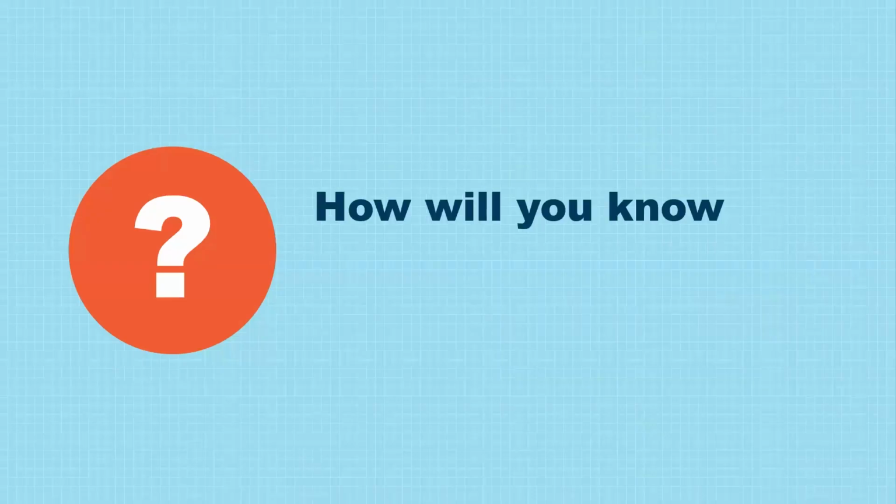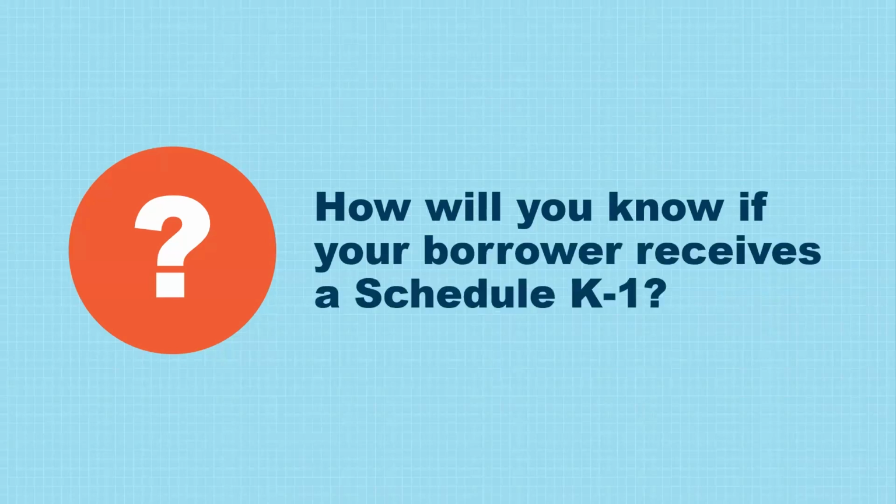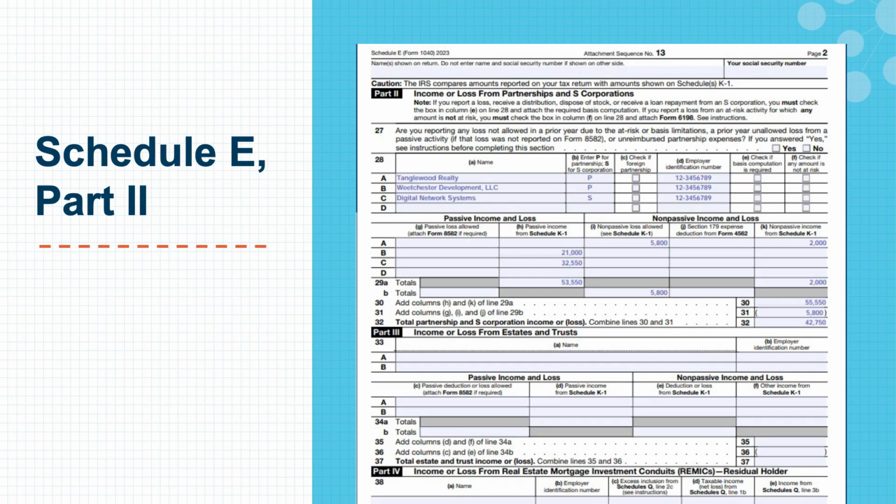How will you know if your borrower receives a Schedule K-1? Your borrower's personal tax returns will give you a clue. All businesses that have issued a Schedule K-1 to your borrower will be listed on Schedule E, Part 2 of their personal 1040s. Looking at this Schedule E, we see that our borrower has been issued a K-1 from 3 different business entities. The Schedule E will also indicate what type of business your borrower's share of the income is coming from, with either a P for partnership returns or S for corporation returns.